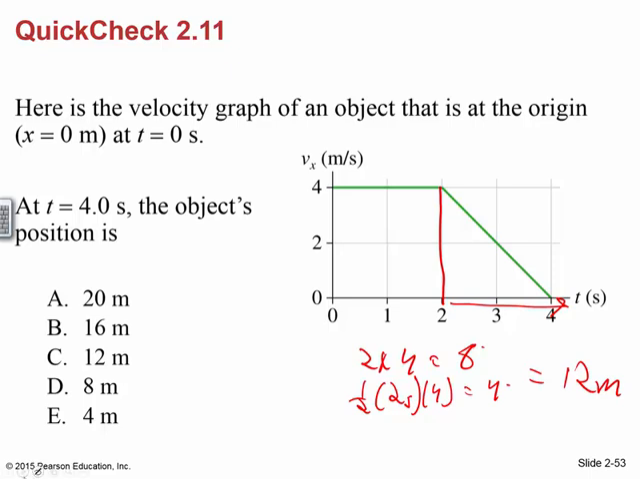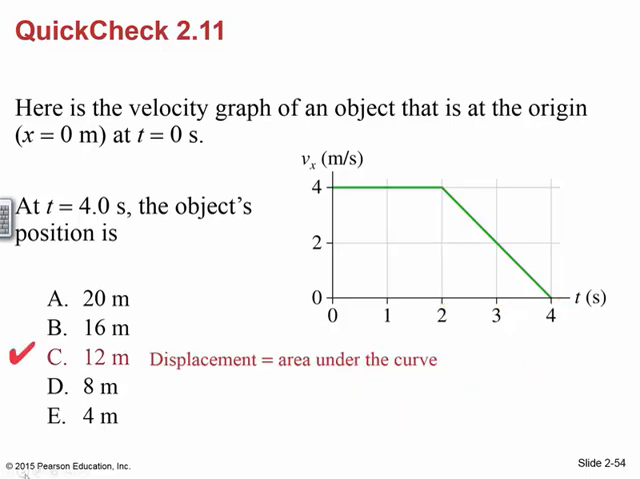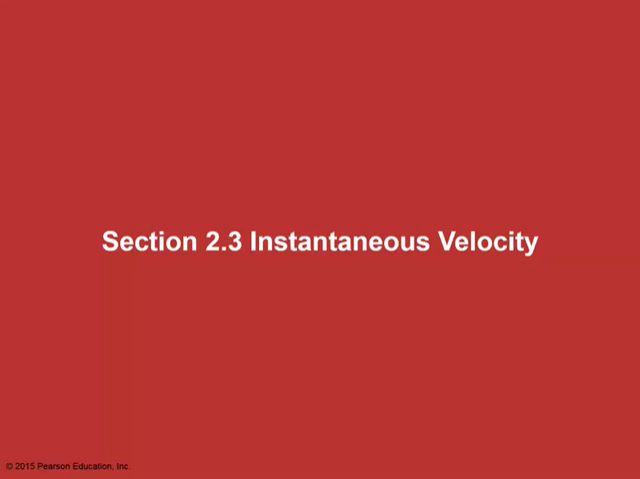And that's exactly right, 12 meters. We take the area of this rectangle and then take the area of the triangle, which is 1/2 the base times the height because it's a right triangle. Add the two together, and you get it. So that's one way of determining an object's displacement from a velocity graph.